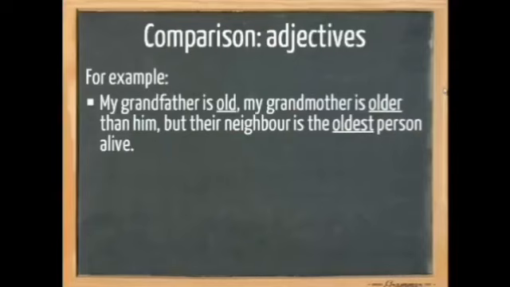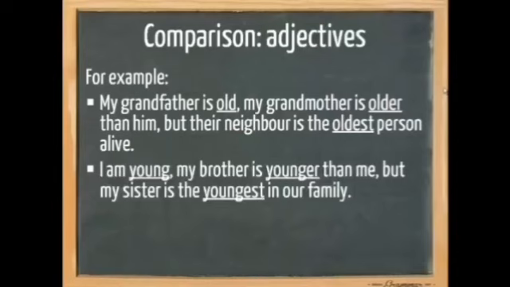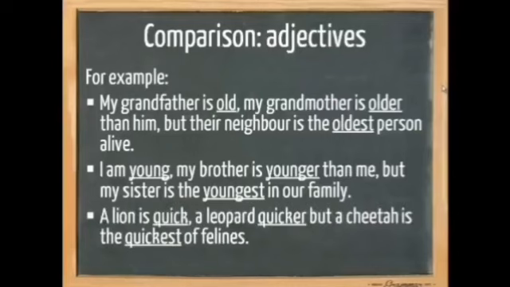But when we compare their neighbour to my grandmother and grandfather, or more, when we compare the neighbour of my grandmother and grandfather to the rest of the world, we must conclude that he is the oldest, so the superlative form. I am young, my brother is younger than me, but my sister is the youngest in our family. A lion is quick, a leopard is quicker, but a cheetah is the quickest of felines.